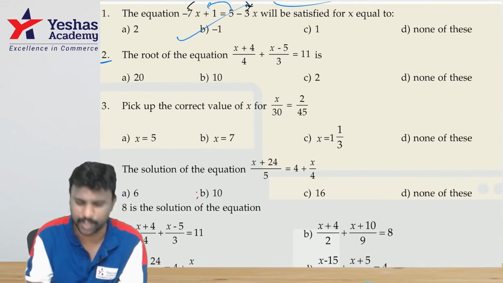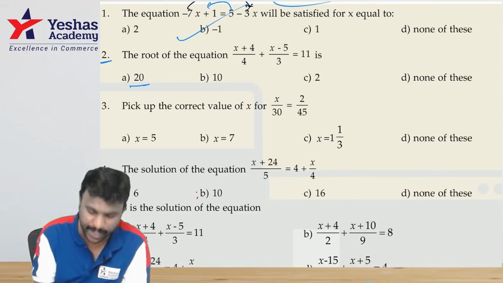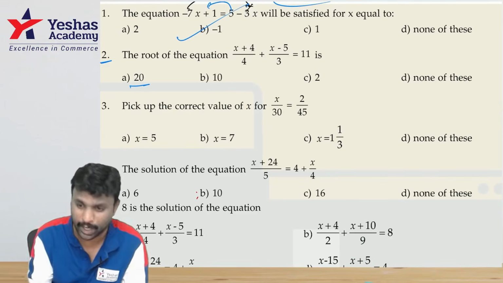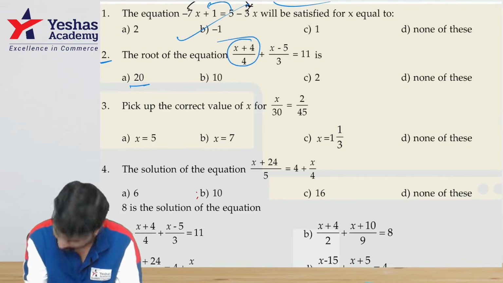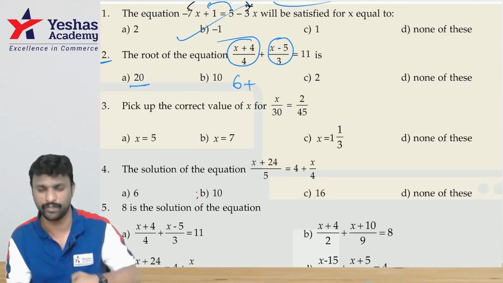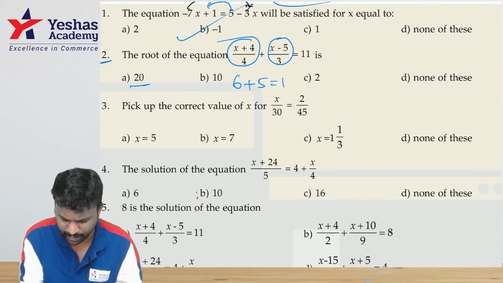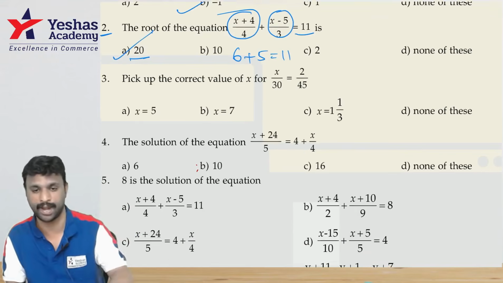Guys, moving on to the next question. Rather than solving this by taking LCM, option hitting is the best method. Guys, if I hit option A, 20 plus 4 is 24, 24 by 6 is 4. 20 minus 5 is 15, 15 by 3 is 5. 4 plus 5 is 9... what they have given is 11. So option A itself is the right answer.